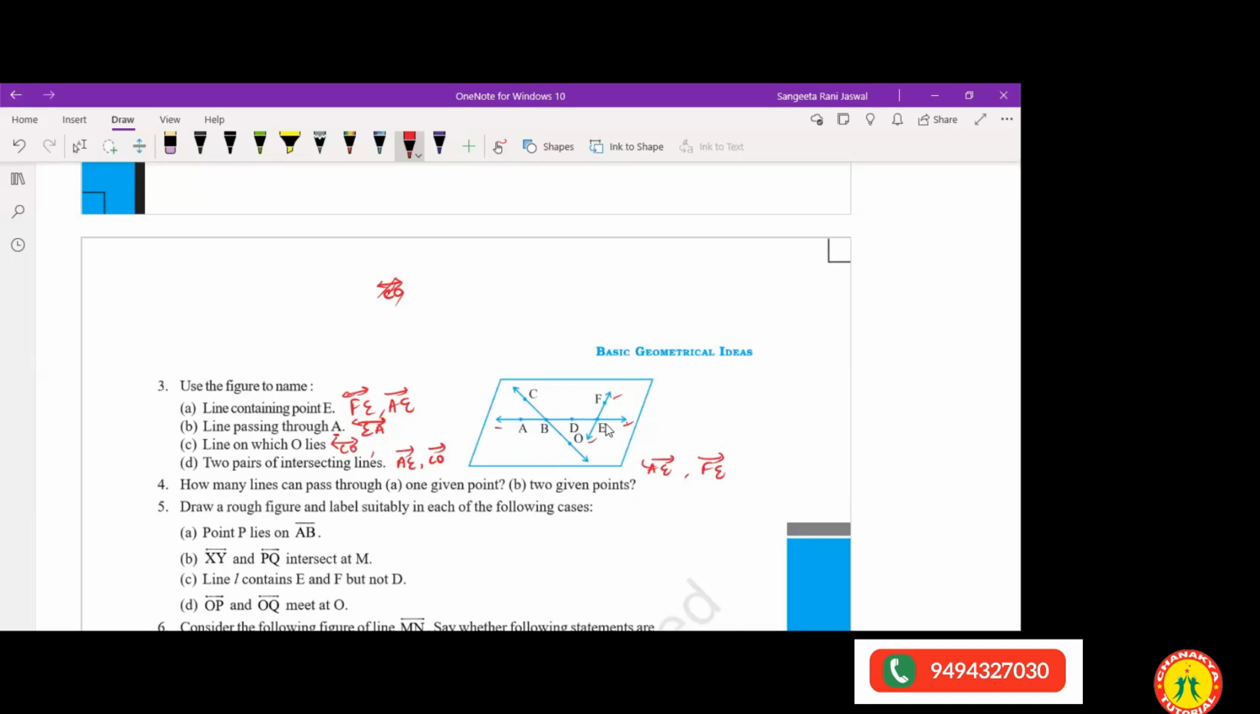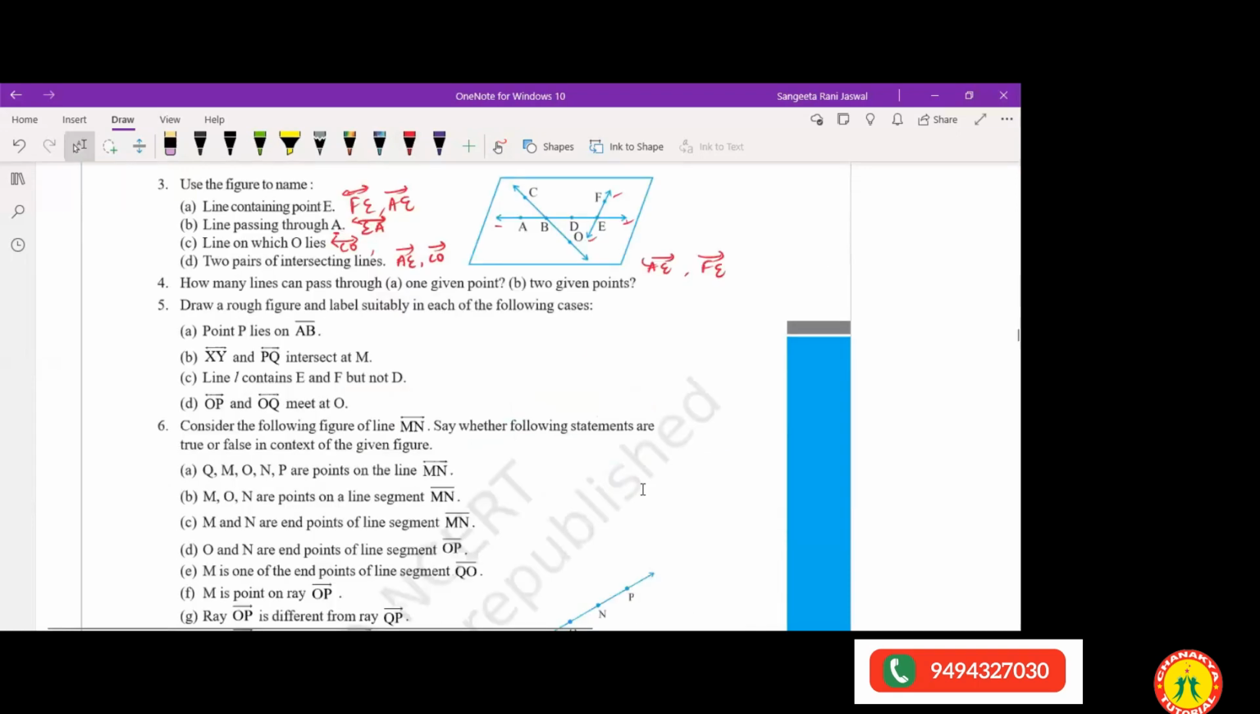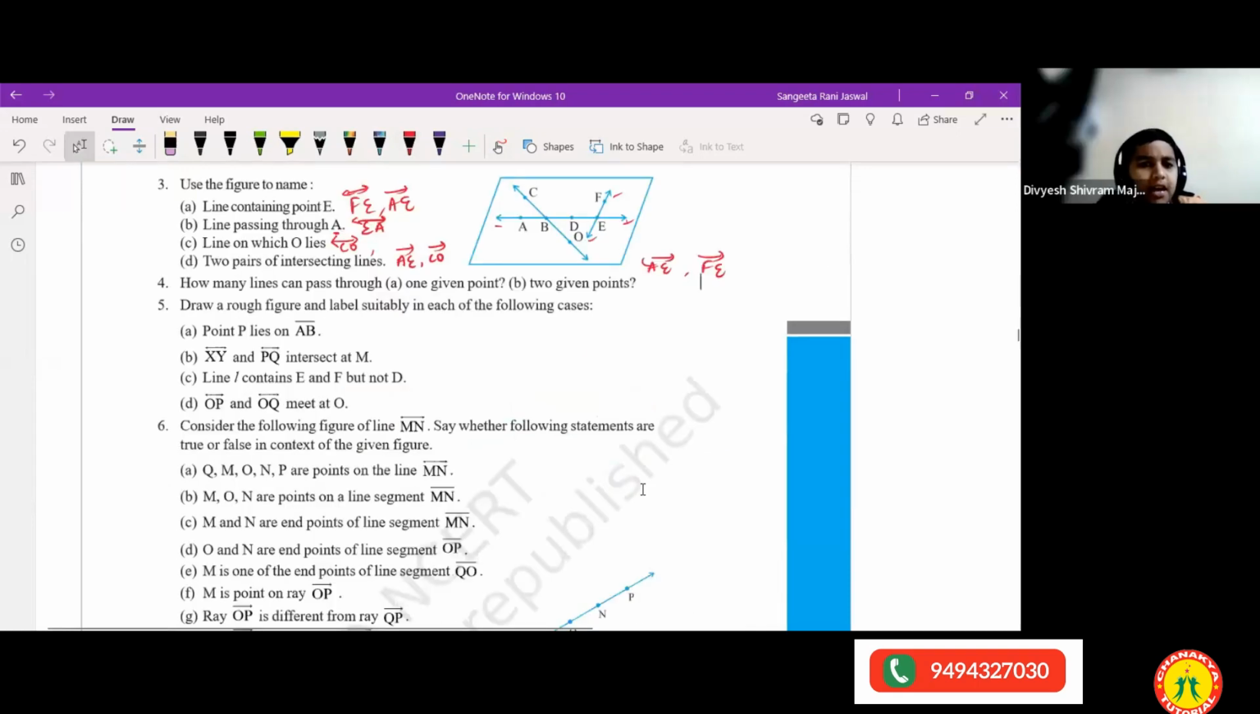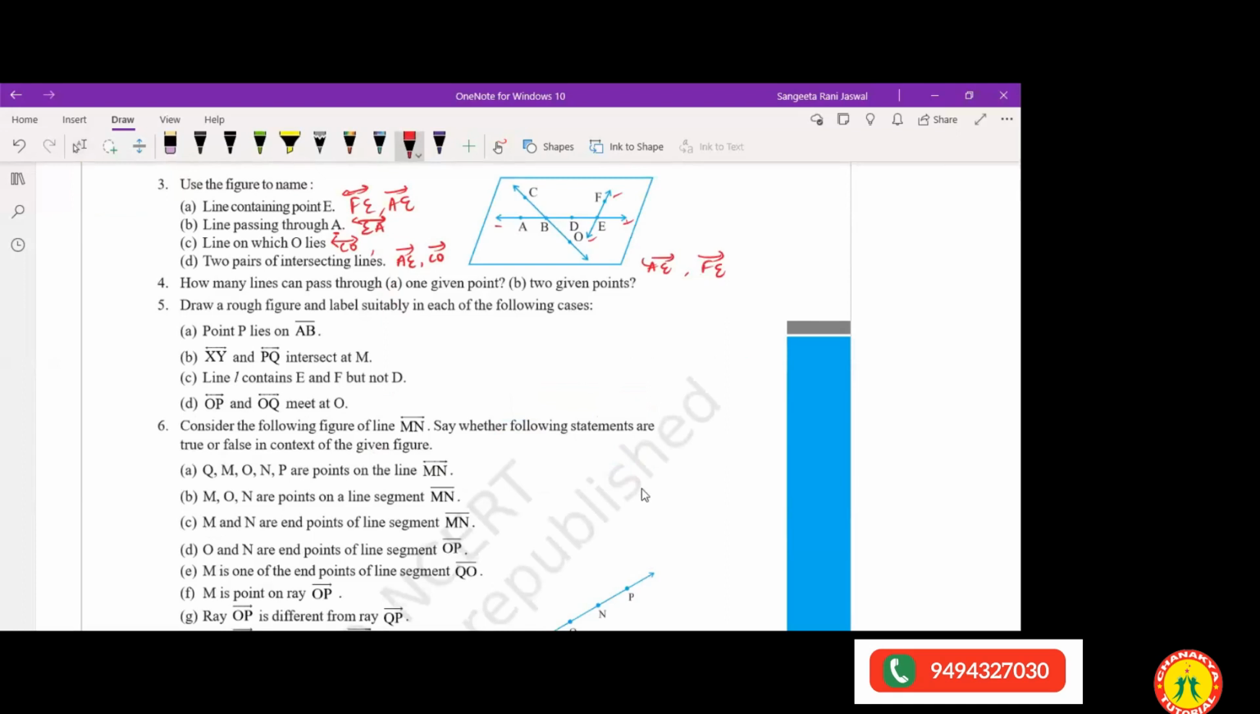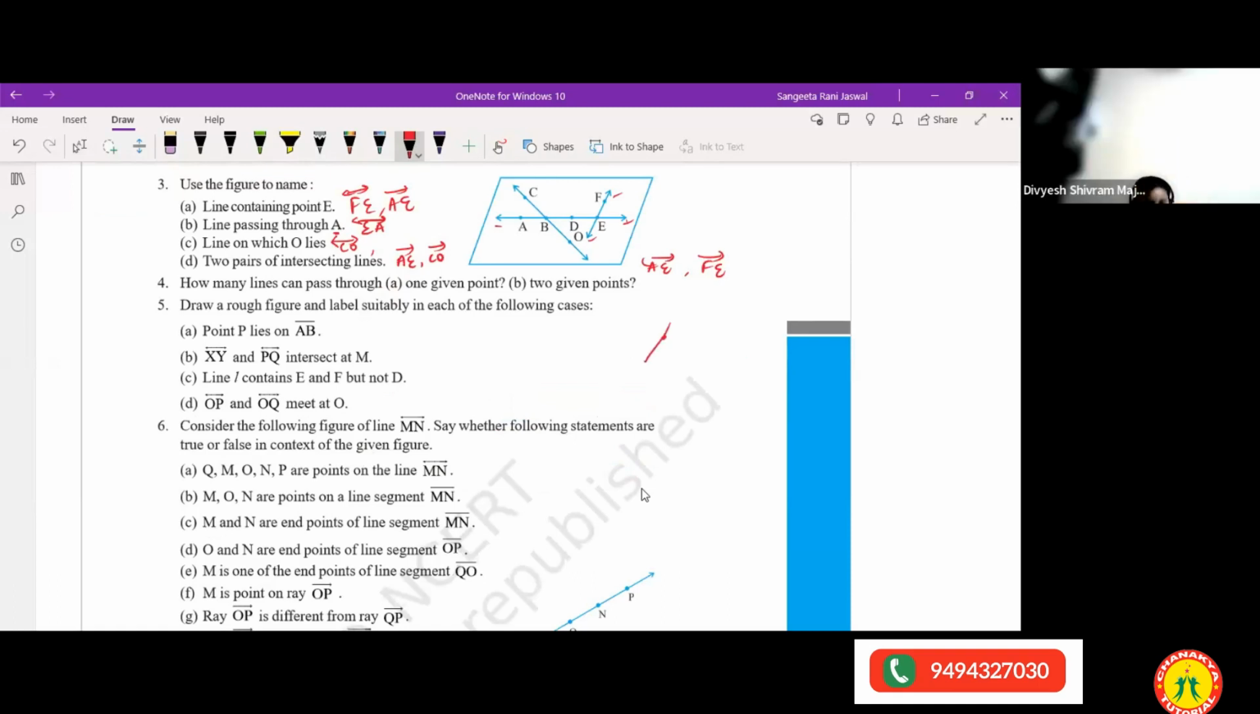Okay, now question number 4. Devesh, read the next question. Okay, ma'am. How many lines can pass through (a) one given point, (b) two given points? Okay, how many lines can pass through one given point? Infinity. If I have one point here, how many lines can pass through it? Ma'am, infinite number of lines.